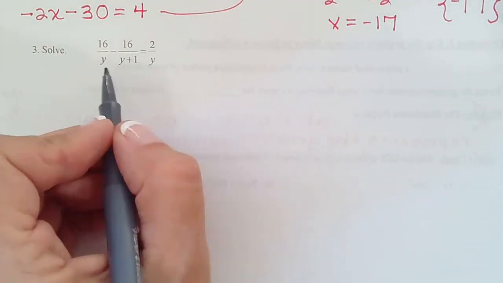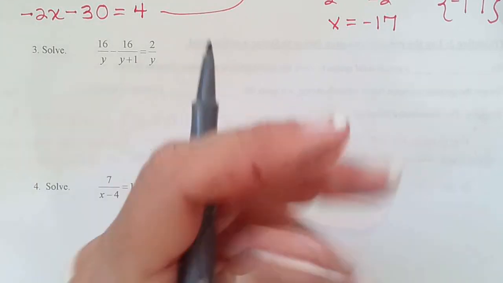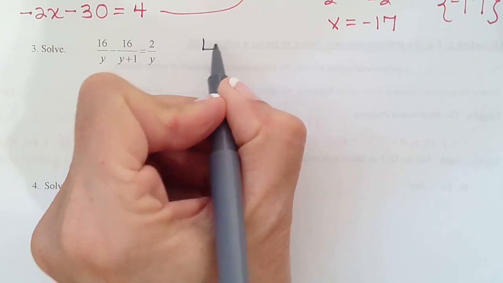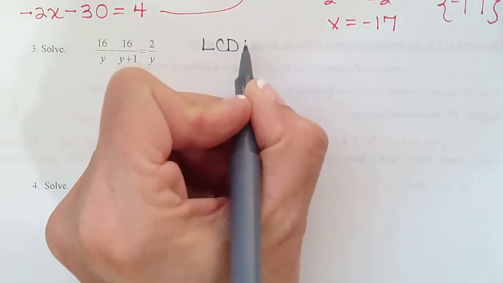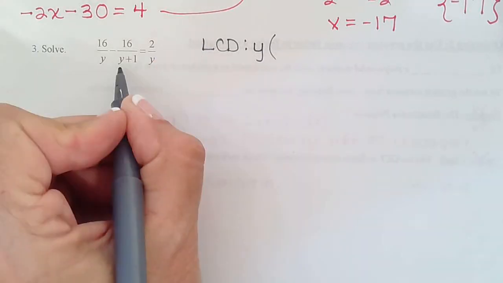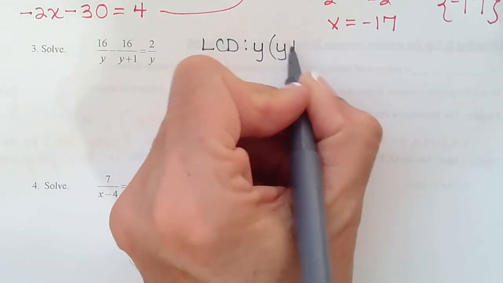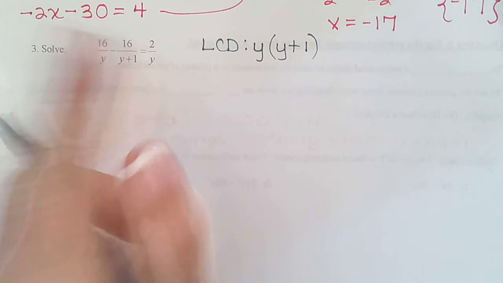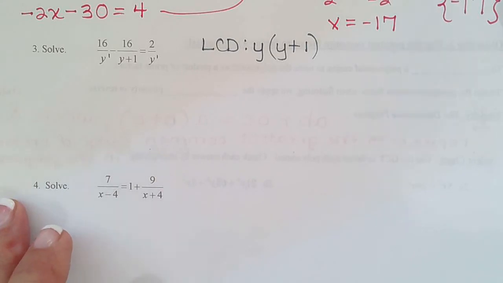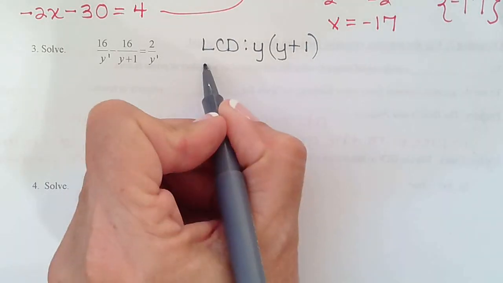So LCD, first off, there's no factoring, so I don't have to worry about that. I can jump right into the LCD. So LCD is write everything you see without repeating. I see a y, and I see a y plus 1. And then I see another y. The highest exponent I see on y is 1. So my LCD is y and y plus 1.